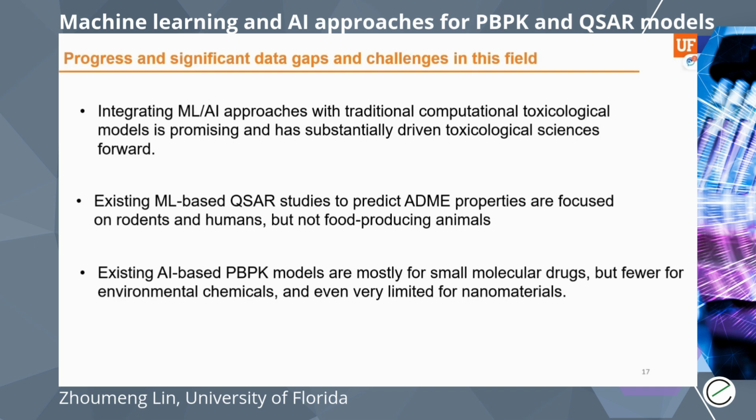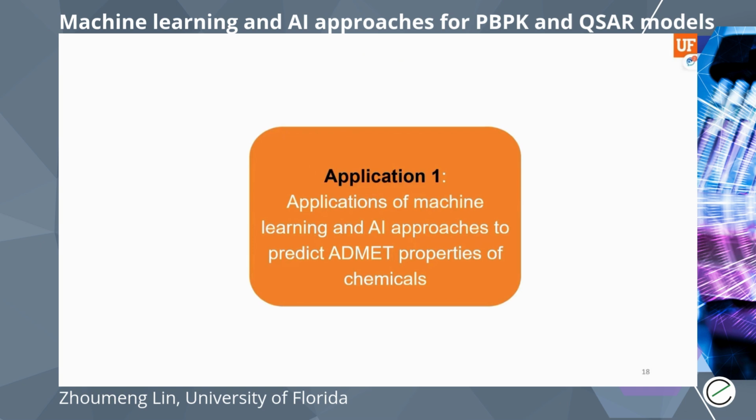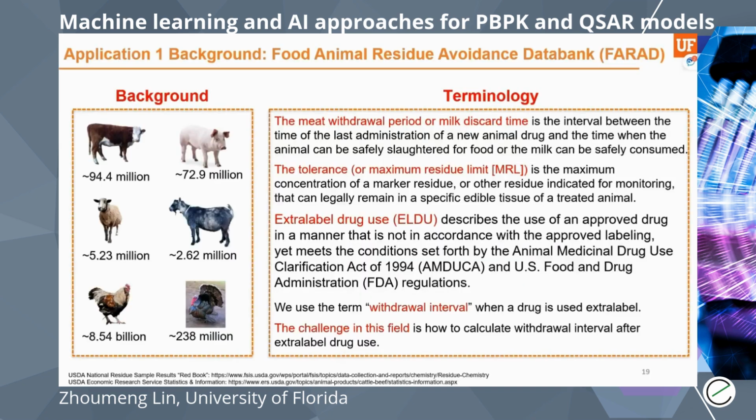And this data gap guides our recent studies. So next, I will move on to the first example, where we develop a machine learning model to predict ADME properties of chemicals. This model is focused on food-producing animals.